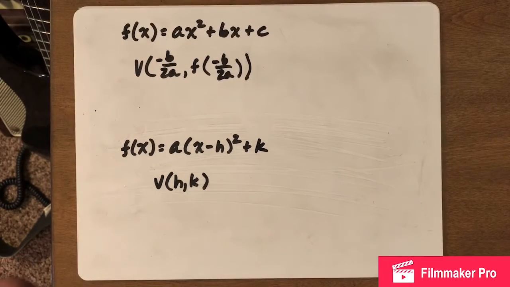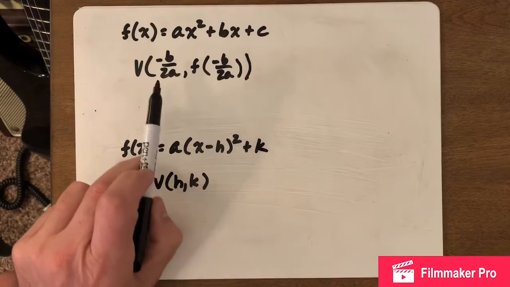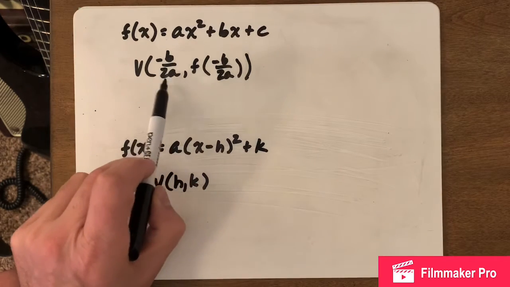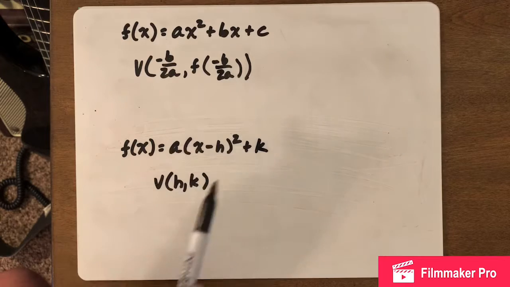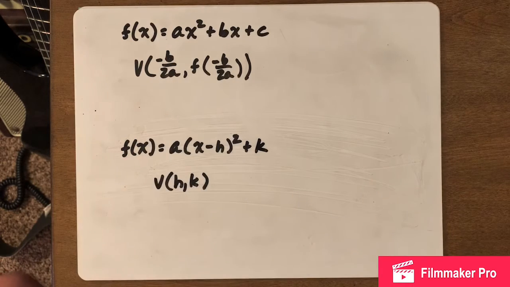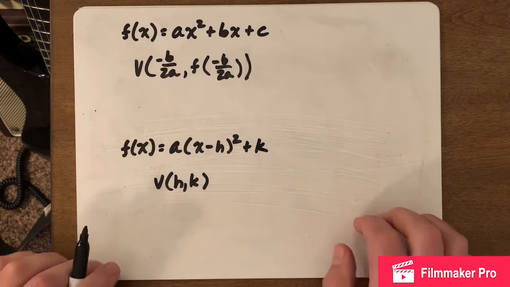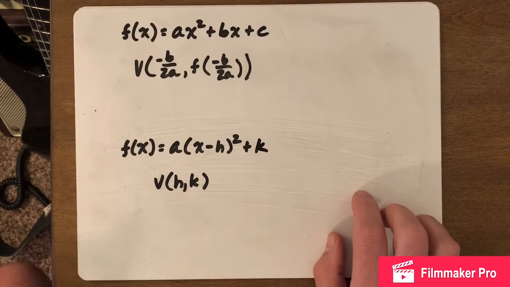And so the question that you're going to have is, how do these things come about? How do you get negative b over 2a and f of negative b over 2a? Where do these even come from? Is this something I just came up with? I have no idea. Well, the good news is we already know something about the quadratic formula.